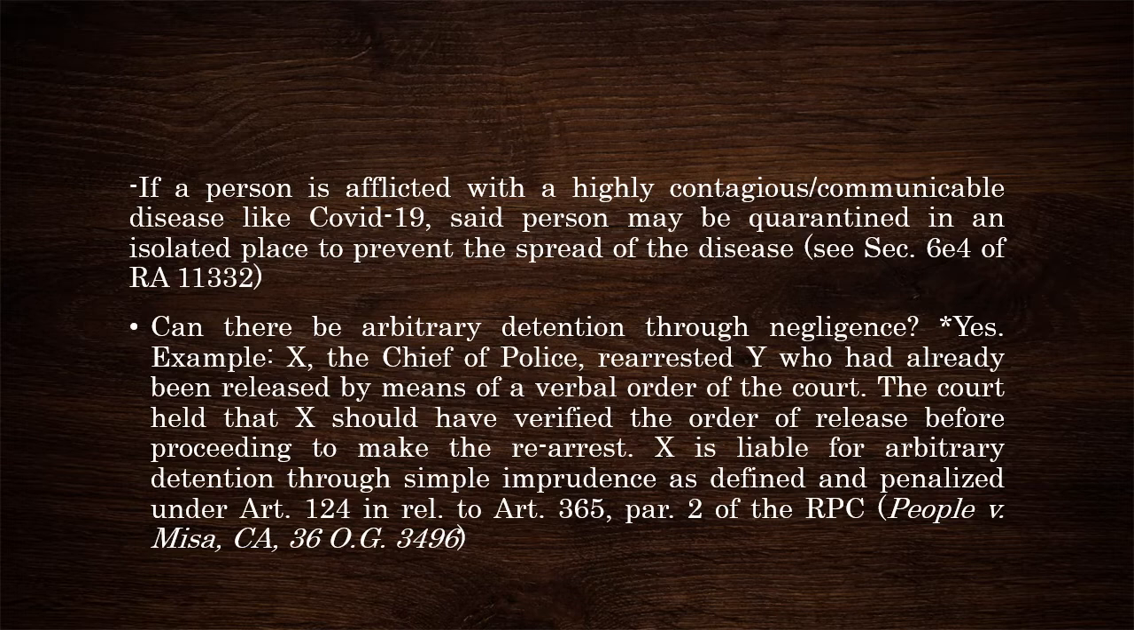At that time, although at present we are now a court of record, there was a time when we were not a court of record, meaning the court at that time could just issue verbal orders. So in this case, the Chief of Police probably did not believe the verbal order of the court. He only heard it from another person, and then he rearrested Y on the strength of his belief that there was no order. But since there was a verbal order of the court, the Court of Appeals ruled that he should have verified first the verbal order of release before proceeding to rearrest the victim or the offended party. And since he made no confirmation or verification of the order of release before proceeding to make the rearrest, he was held liable for arbitrary detention through simple imprudence.